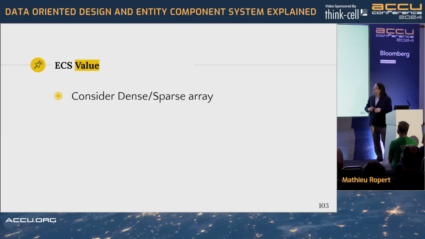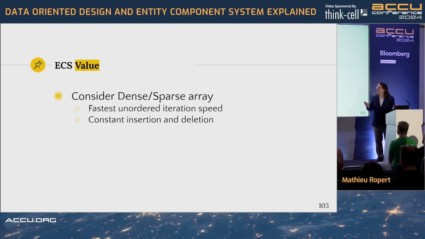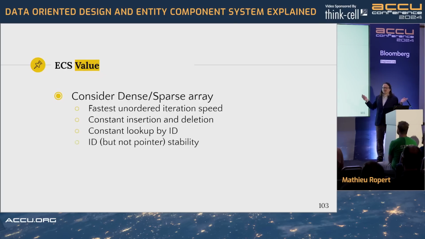But he calls it the dense sparse array. Because again, it has a lot of good properties, right? It's very fast. It's the fastest in all the iteration I can find. It's constant insert and delete. It's technically faster than vector to delete, even if you delete in the middle. It's constant lookup by ID. It has ID stability. It doesn't have pointer stability, but arguably vector doesn't either. The minute you push back and you reallocate, you died.